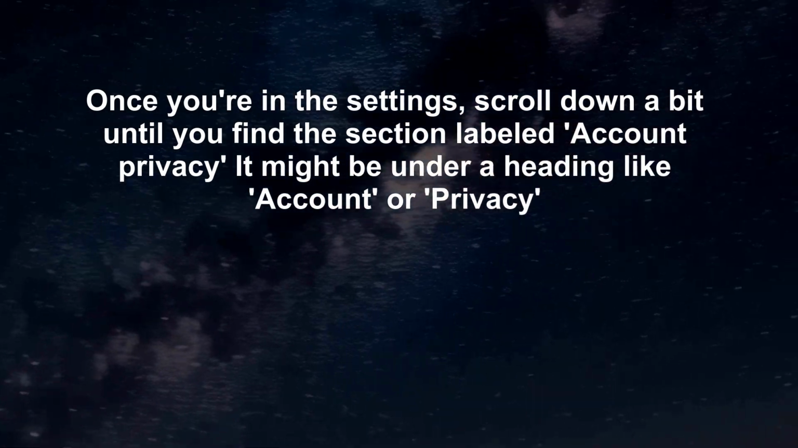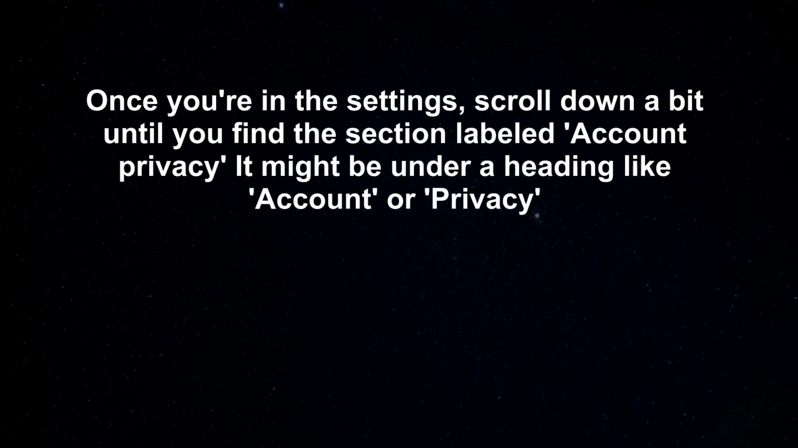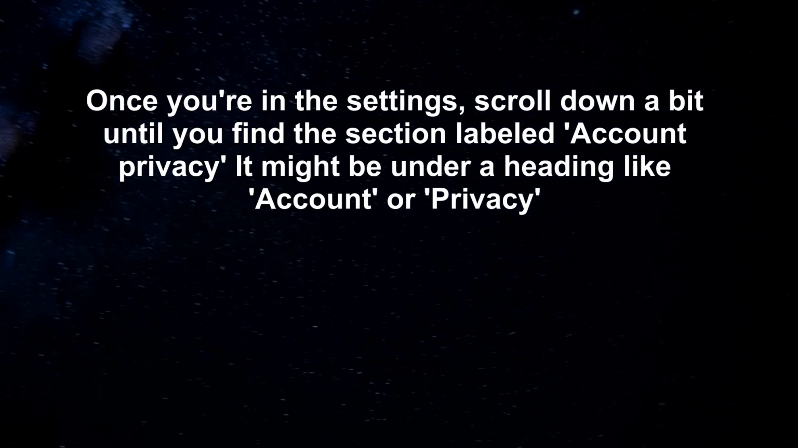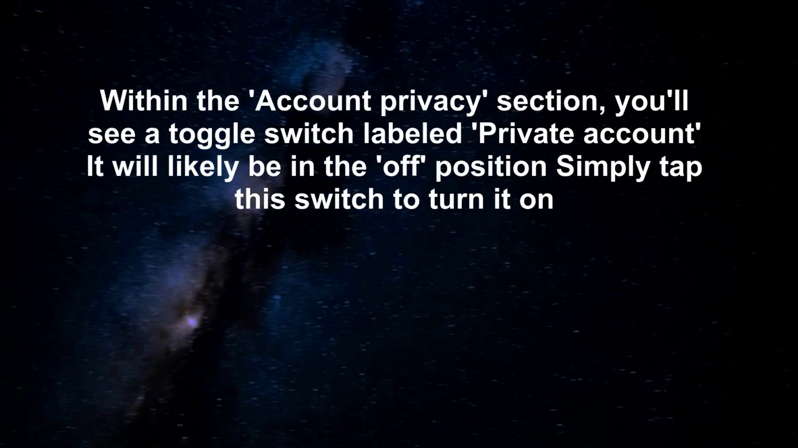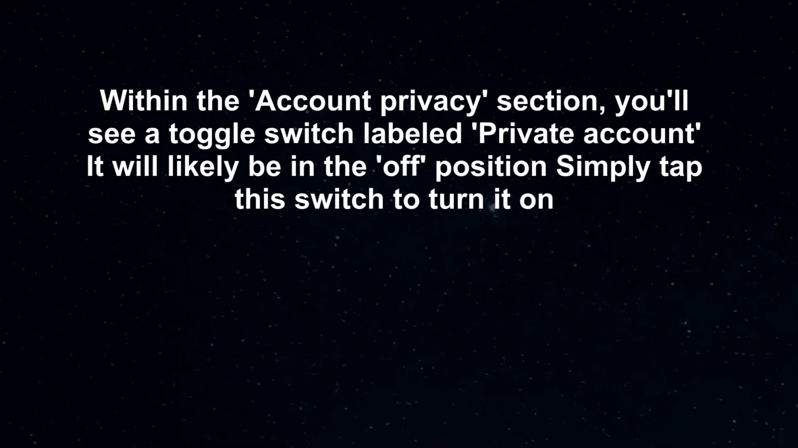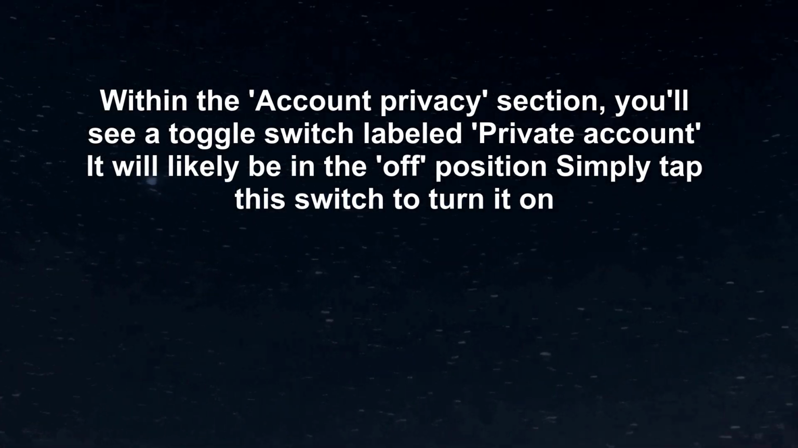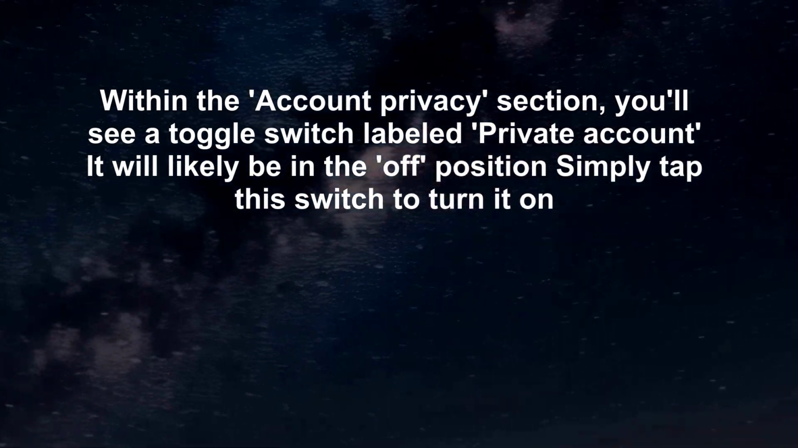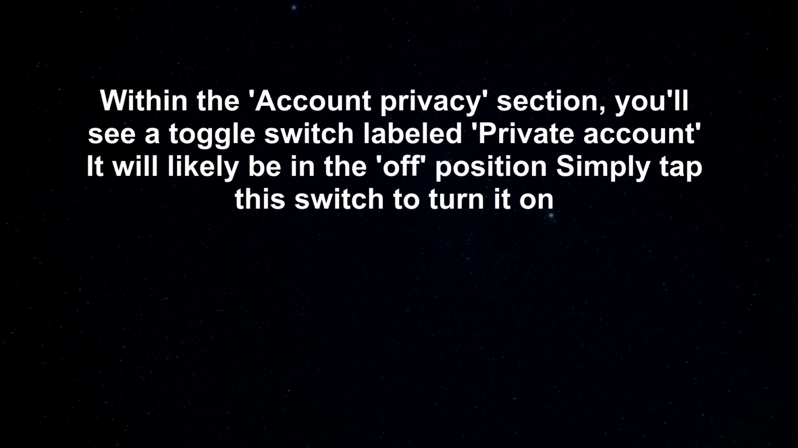Once you're in the settings, scroll down a bit until you find the section labeled Account Privacy. It might be under a heading like Account or Privacy. Within the Account Privacy section, you'll see a toggle switch labeled Private Account. It will likely be in the off position. Simply tap this switch to turn it on.